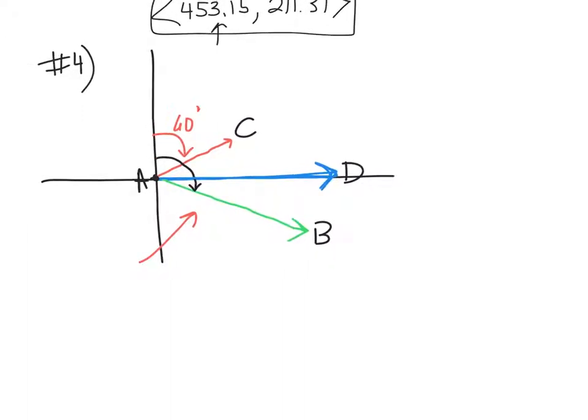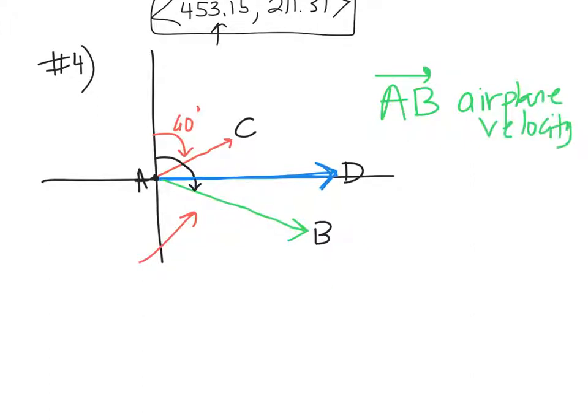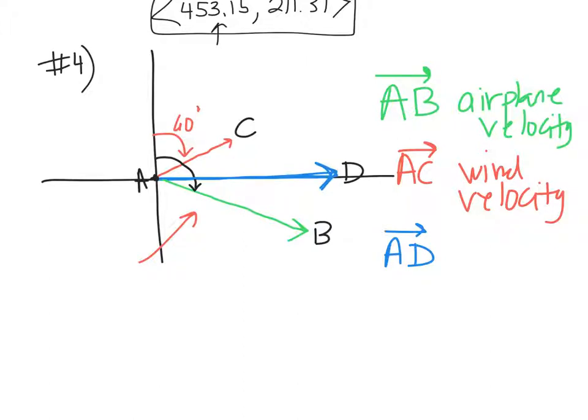So let's talk about what all of these things are. AB, which is in green, is the airplane velocity. That's where she is going. Now, AC, which is in red on my paper, is the wind velocity. Remember, velocity is a vector. And then AD, which is in blue, is the resulting velocity. It's the wind acting on the plane.